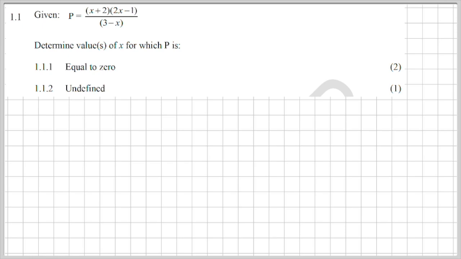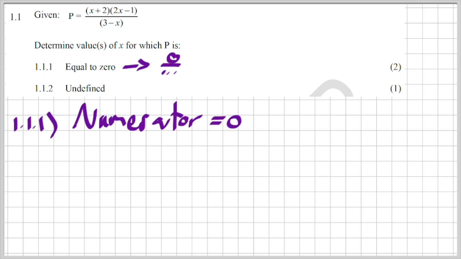What does it mean if an expression is equal to 0? Well, for an expression to be equal to 0, our only option is having 0 over something, especially when it is a fraction. So 0 in your numerator is what we are looking for. So looking back at P, by putting the numerator equal to 0, I have x plus 2 times 2x minus 1 equal to 0. Look at your mark allocation, ladies and gentlemen. Look at it. It's 2 marks.